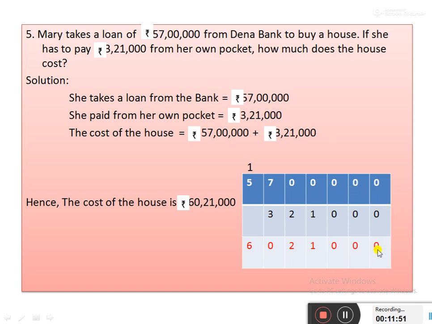0 plus 0 is equal to 0. 0 plus 0 is equal to 0. Here also 0. 0 plus 1 is equal to 1. 0 plus 2 is equal to 2. 7 plus 3 is 10. 0 we have to write here, 1 carry over to the next place. 1 plus 5 is equal to 6. Hence the cost of the house is rupees 60,21,000.